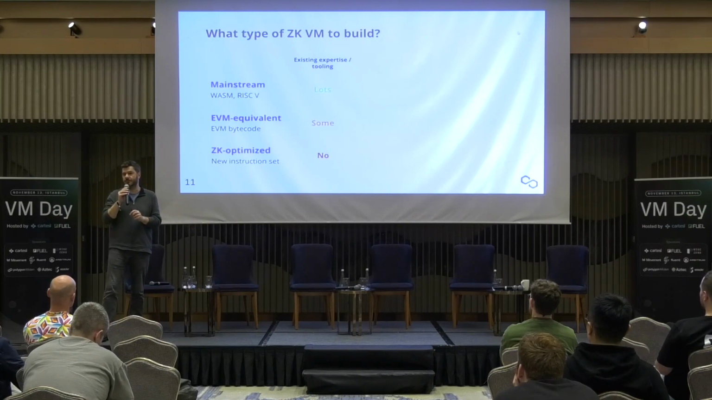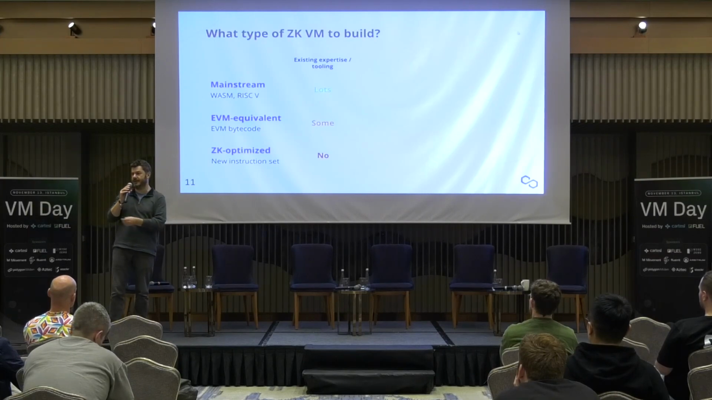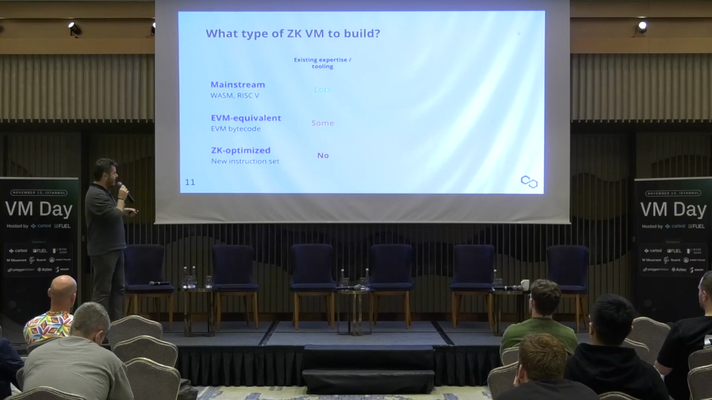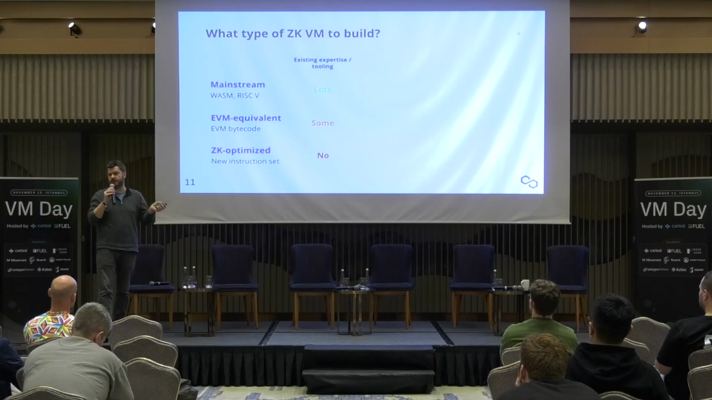For Rust, WebAssembly, RISC-V, you have the entire toolchains built out already. If you go with EVM equivalents, you already have a lot of tools. It's not as rich an ecosystem as for traditional or widely adopted languages, but it's there. You have Foundry, Truffle, a bunch of different tools. And if you go with something that you build yourself, obviously you have to build everything from scratch.